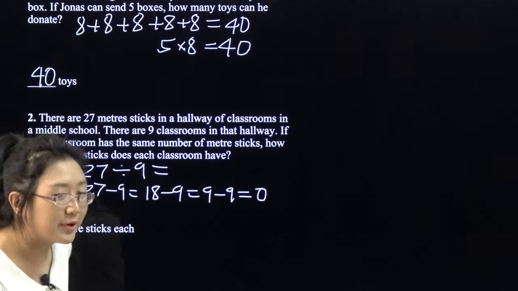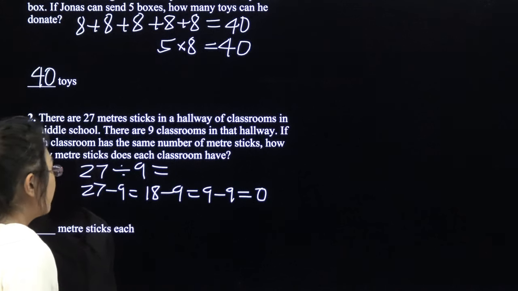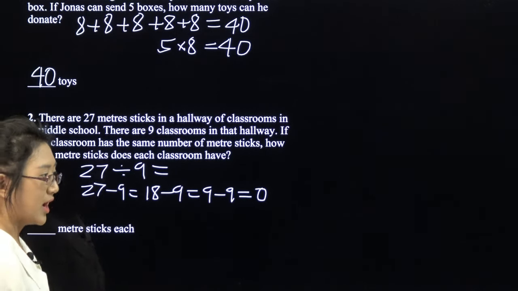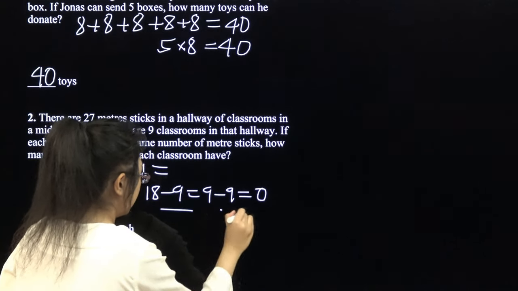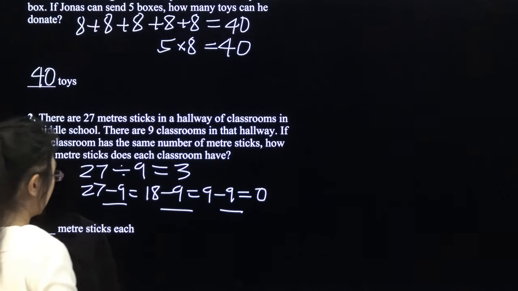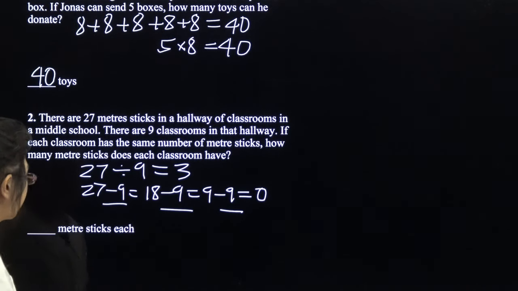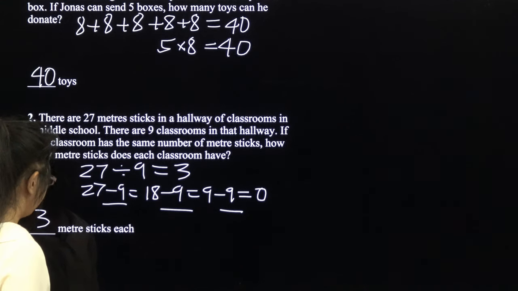Or you could just remember your multiplication table, which you have to do in grade 3, and remember that 3 times 9 is equal to 27. So 27 divided by 9 is equal to 3. That means that each classroom will have 3 meter sticks each. Okay, let's check our answers over.